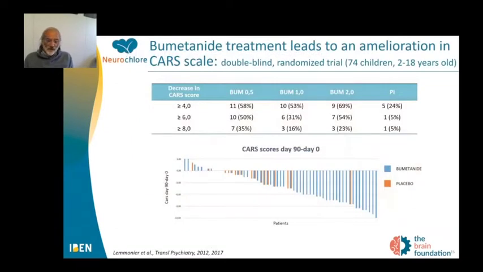Now, of course, this is a single picture, but we have done two double-blind randomized studies in which we have treated over 130 children. Here with 74 children, 2 to 18 years old, we use the CARS scale, and these are three administrations of bumetanide: 0.5 milligram, 1 milligram, 2 milligrams. As you can see here, there is a significant amelioration, and amelioration means a reduction of the CARS level. Every child is one of these blue columns, and you can see that the significant effects are exclusively in treated children, only one in placebo. Here are the numbers in comparison with the placebo. You can see the major differences in all cases, for instance here, 5% versus these percent alteration of CARS.